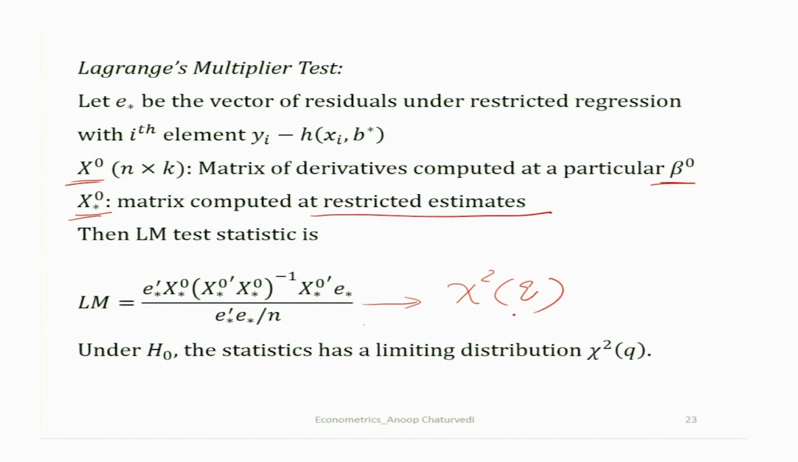Again you can easily form the critical region. If this calculated value is greater than the tabulated value of chi-square at, say, alpha level of significance, then we reject H naught, otherwise we accept H naught.